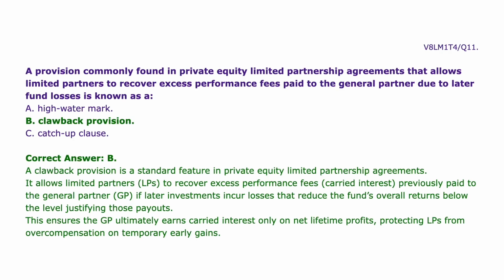Limited partnerships use complex compensation with management fees and performance fees. Performance fees are paid based on excess returns after a hurdle rate. If early profits lead to performance fee payments, but later losses drop cumulative returns below the hurdle, the general partner must return the excess fees already received. This protects limited partners and is called a clawback provision.